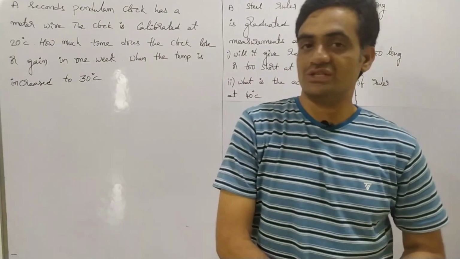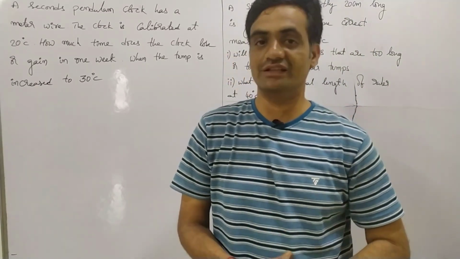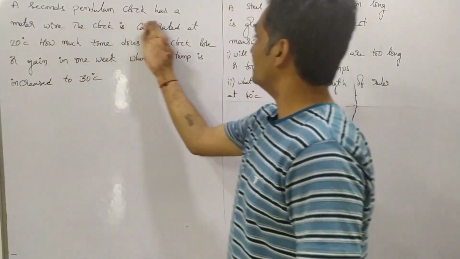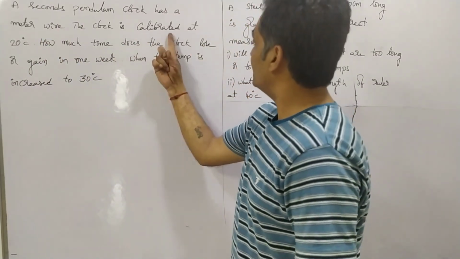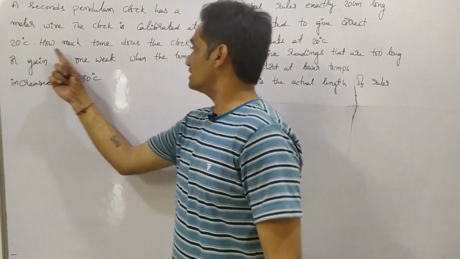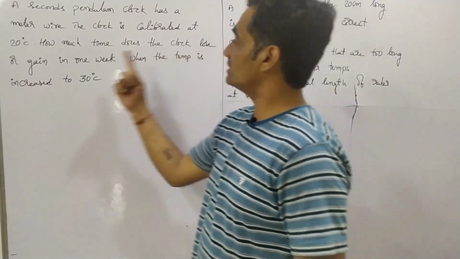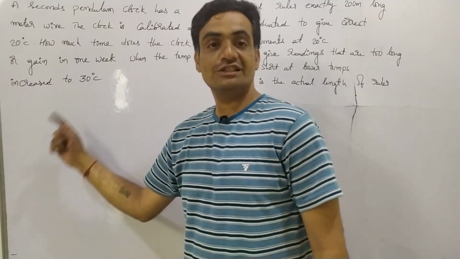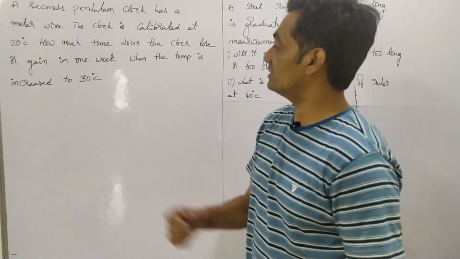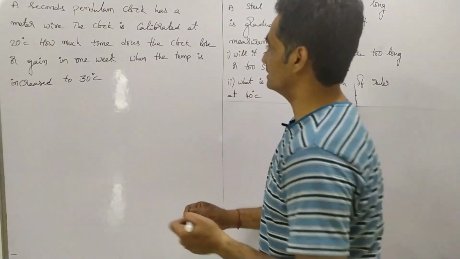Let's solve numericals based on the concepts which we had discussed in this video. Observe the first one. A seconds pendulum clock has a meter wire. The clock is calibrated at 20 degrees Celsius. How much time does the clock lose or gain in 1 week when the temperature is increased to 30 degrees Celsius? Here the temperature has been increased to 30 degrees Celsius.